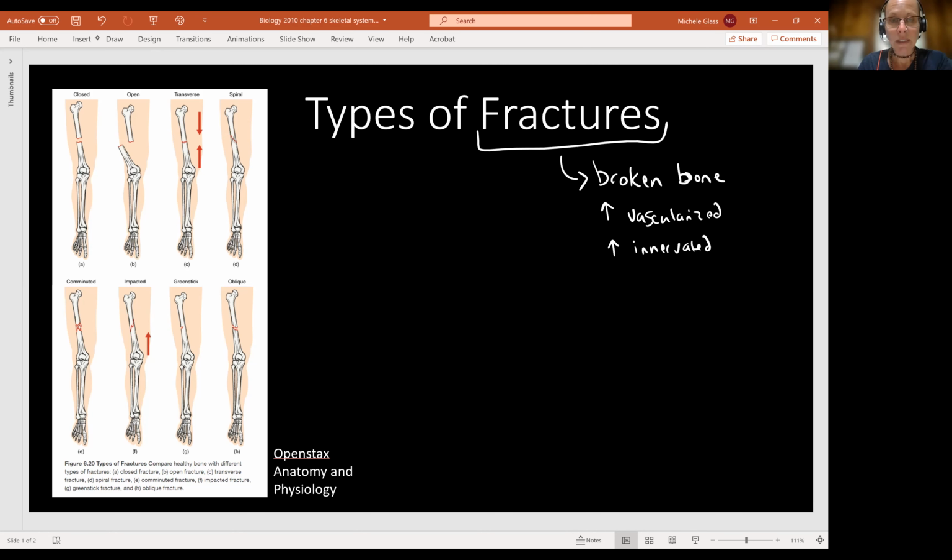There were described for us in our textbook what's called a closed reduction versus an open reduction. And what this is talking about is in a closed reduction, you can set the bone without surgery, whereas in an open reduction, you have to set the bone with surgery.